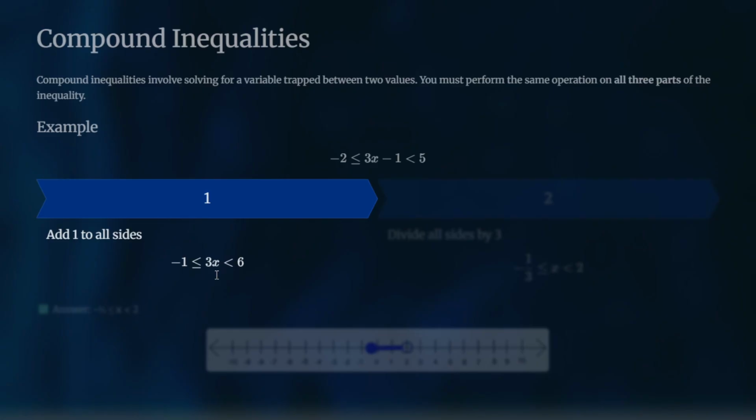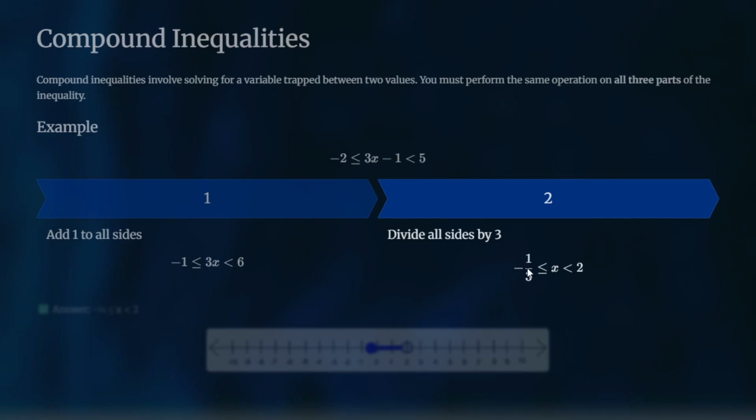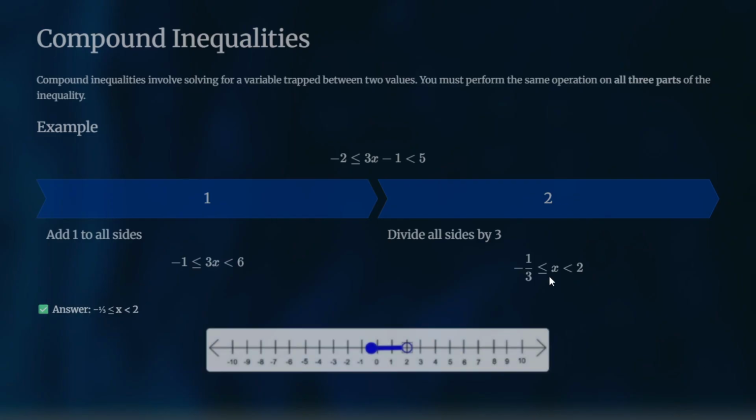Now, in order to isolate x, we must divide all sides by 3. So on the left hand side, I'll have -1 over 3 is less than or equal to x, which is less than 6 divided by 3 is 2. So this is my solution set. -1/3 is less than or equal to x, which is less than 2.